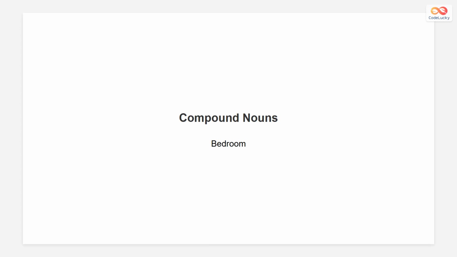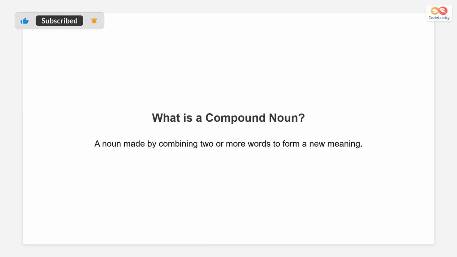Compound nouns are words made by combining two or more smaller words to create one new word with a specific meaning. An example is bedroom, which is a room in a house where people sleep. A compound noun is a noun formed when two or more words are joined together to make a new word. The new word has a unique meaning that is different from the meanings of the individual words.